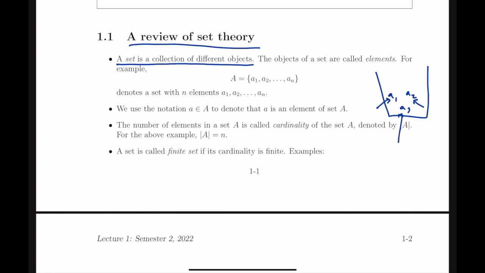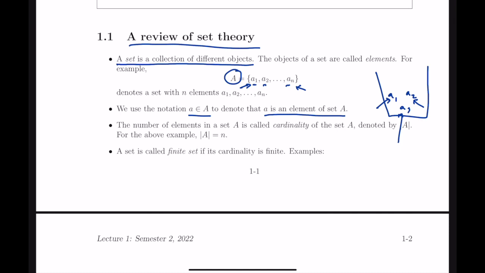Now, in mathematics, instead of drawing a basket, it's easier to write using curly brackets. Essentially, these curly brackets together represent a basket, and the elements or objects inside the basket are typically represented by English letters. We call them elements of set A. For any given set A, we use a belongs to A, or a in A, to denote that a is an element of set A.